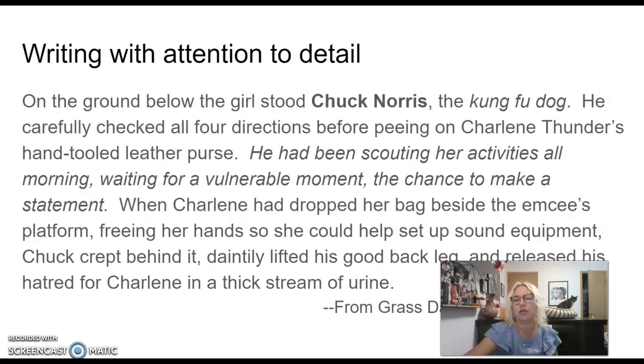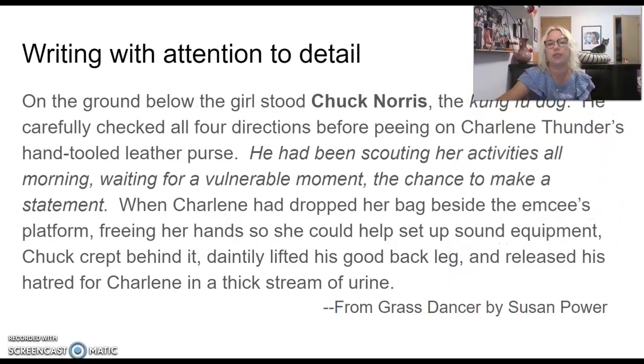This is from the book Grass Dancer by Susan Power. On the ground below the girl stood Chuck Norris, the Kung Fu dog. He carefully checked all 4 directions before peeing on Charlene Thunder's hand-tooled leather purse. He had been scouting her activities all morning, waiting for a vulnerable moment, the chance to make a statement. When Charlene had dropped her bag beside the MC's platform, freeing her hands so she could help set up sound equipment, Chuck crept behind it, daintily lifted his good back leg, and released his hatred for Charlene in a thick stream of urine.